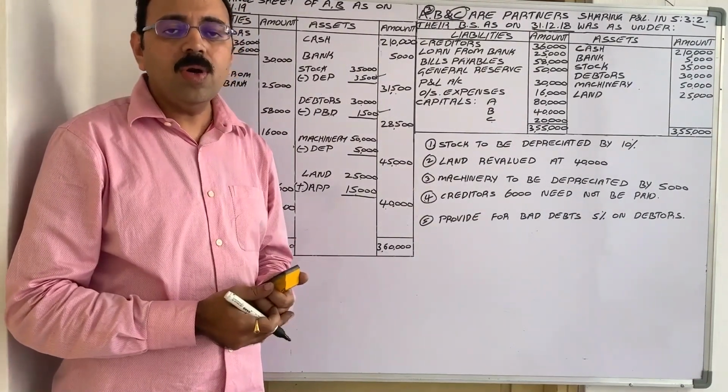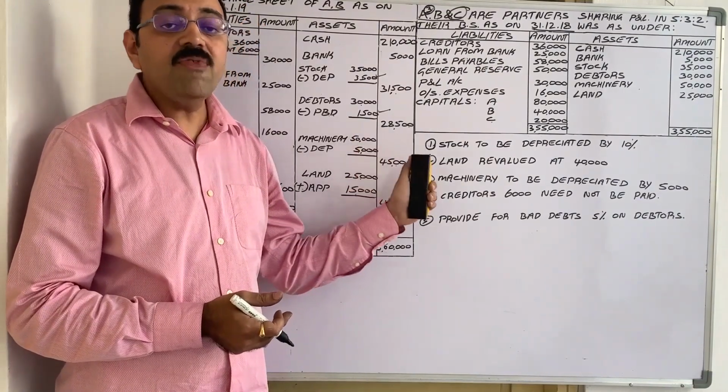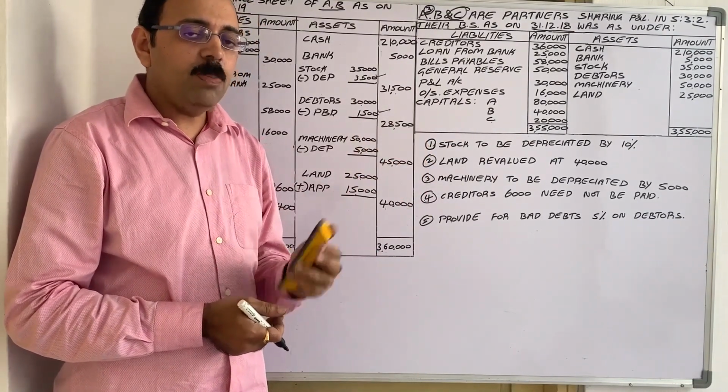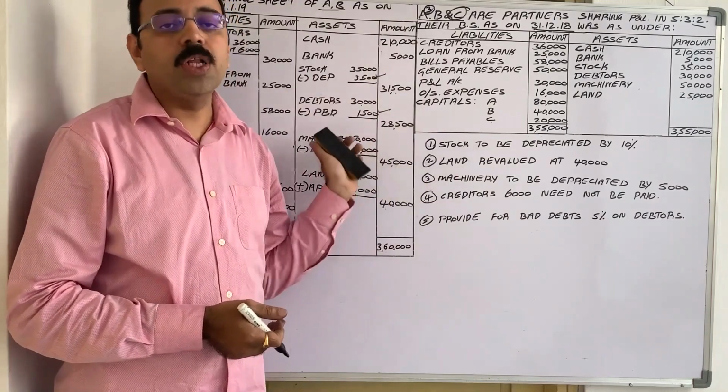So this is all about goodwill adjustments in case of retirement of a partner. With the help of 3 problems, I explained all these points to you.